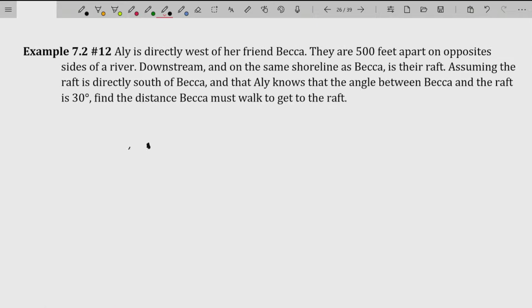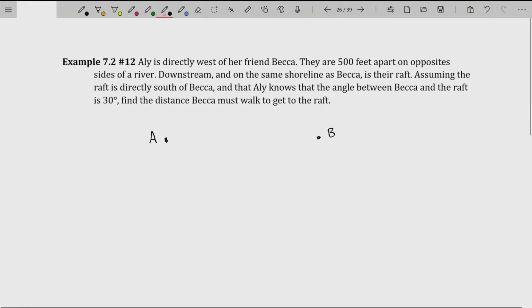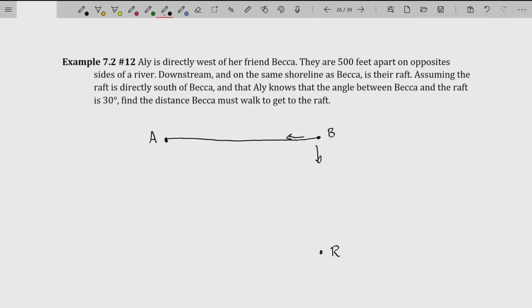Let's go ahead and label this point A for Allie. She is directly west of her friend Becca, so we'll name that point B. And directly south of Becca, but down shore, is the raft. I'll call that R. Okay, but it's directly south of Becca, and Allie is directly west of Becca. There we go. I hope that makes sense. Allie and Becca are 500 feet apart.